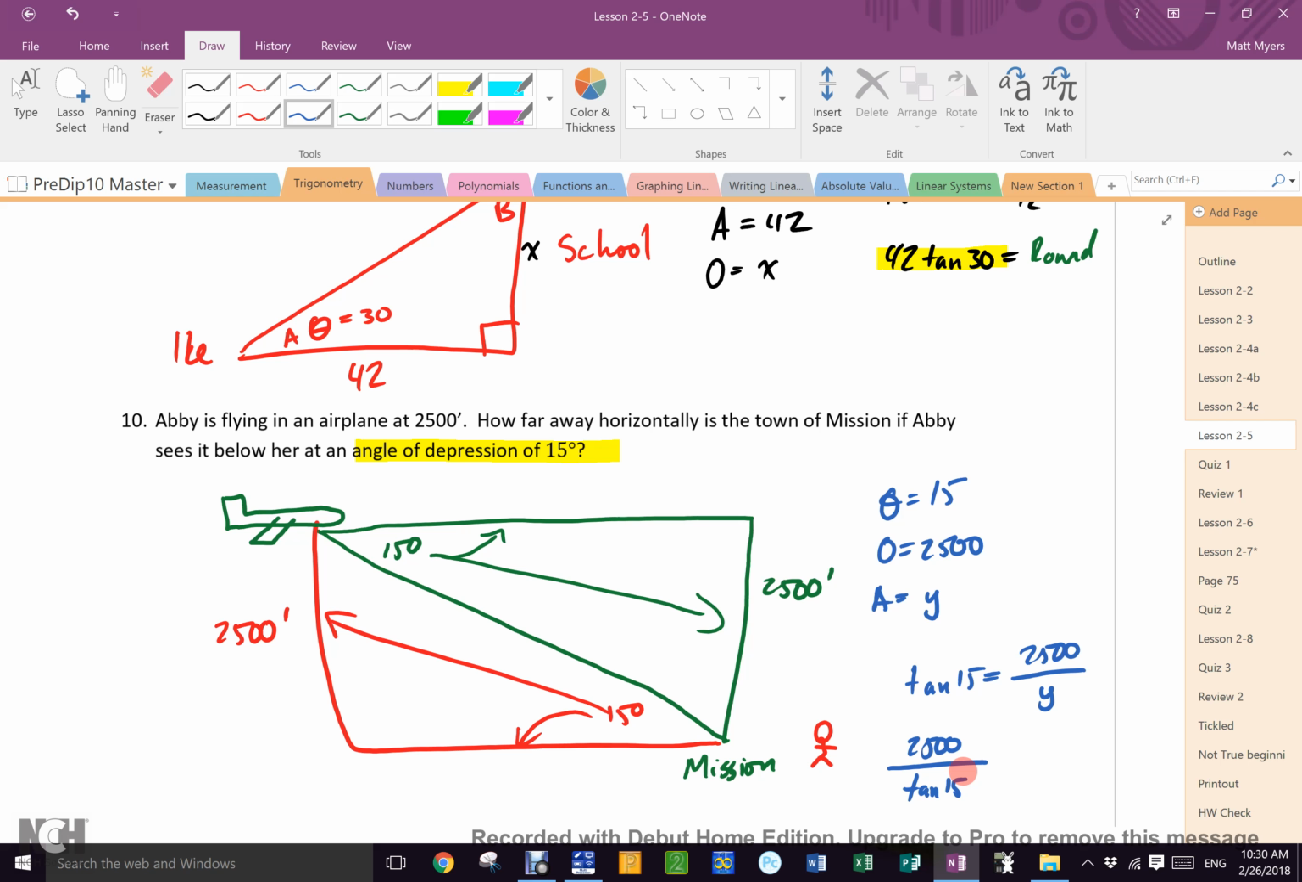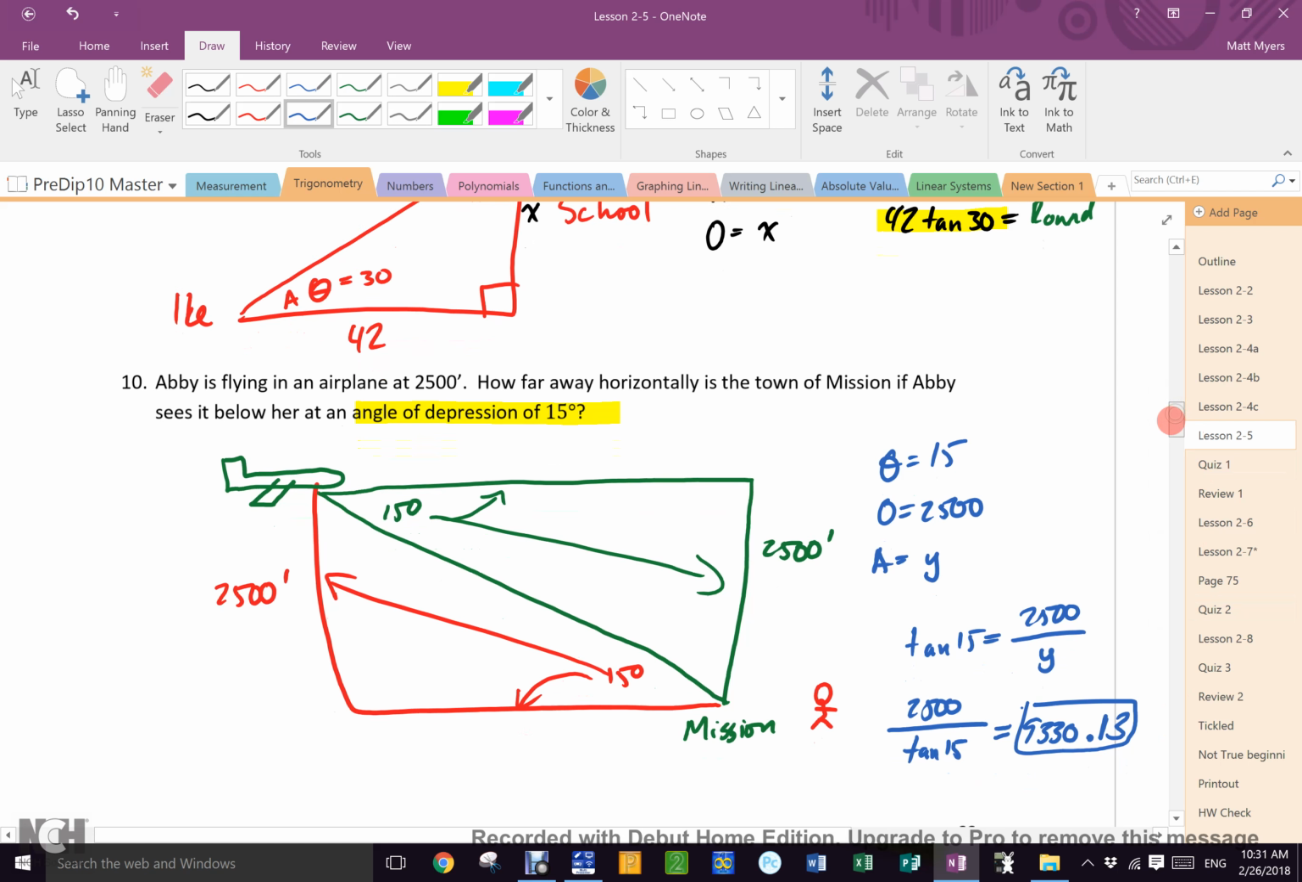And what do we have for an answer? 9,330.1, 0.13 if we were going to go to 2 decimal places. Does that make sense? Yes. Okay.